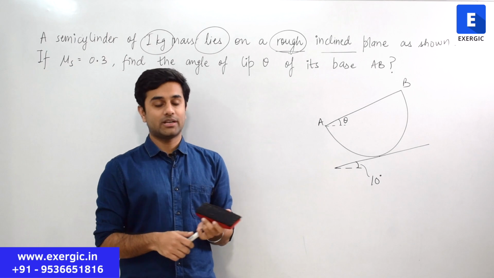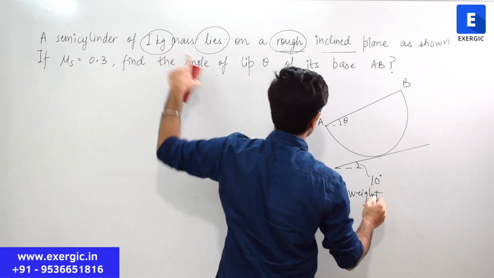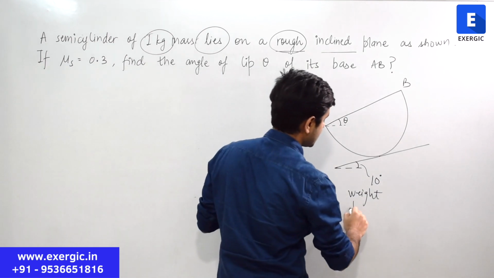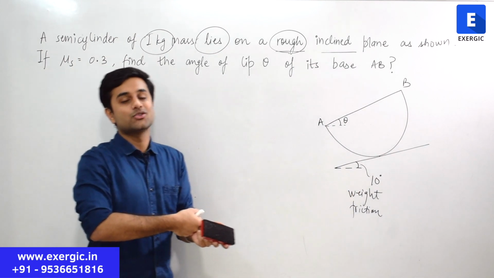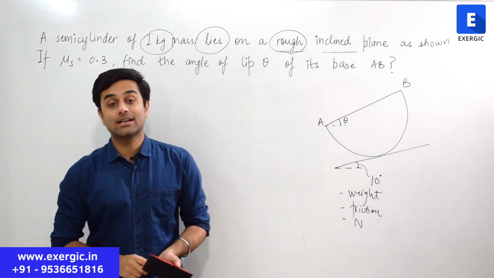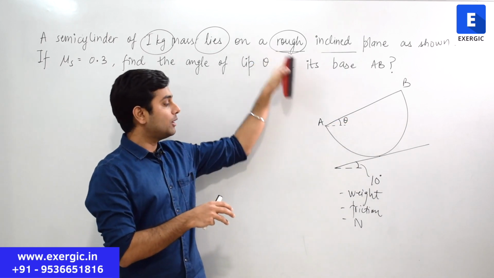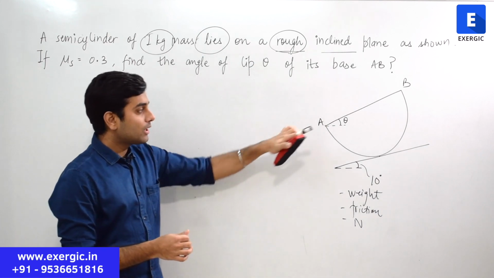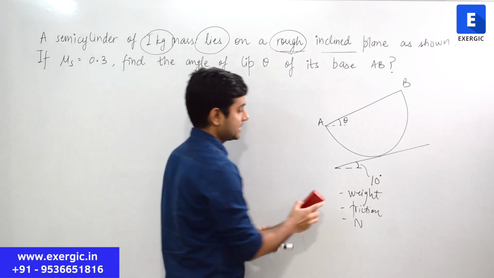Point 1, weight, the number one force acting, because mass is given to you. Next is going to be friction. It is a rough inclined plane, so friction is going to be there, and obviously it is resting against a surface, so normal reaction will also be there. So these are the three forces acting on this particular semi-cylinder. Since it is in static equilibrium, these three forces will obviously be concurrent. Now let us draw the free body diagram of this, and then I will tell you the first point where you can commit a silly mistake.